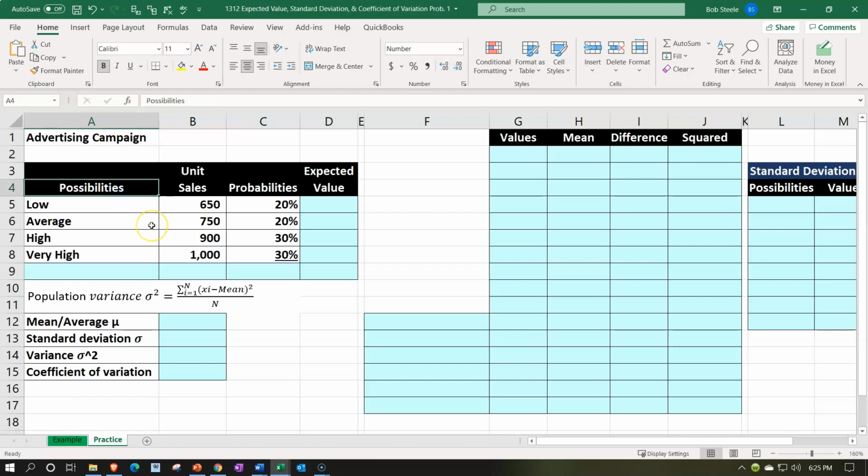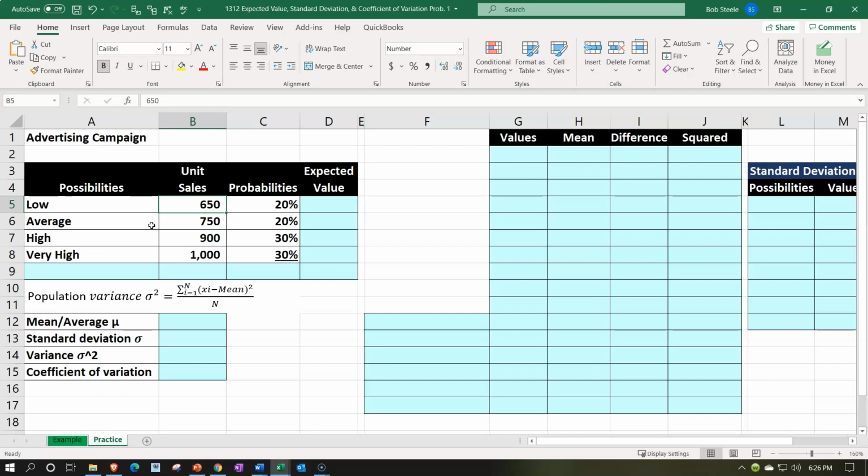So we're going to break those out into some possibilities and then assign probabilities to those possibilities. So we're going to say that we have a low outcome, average outcome, high outcome, or very high outcome. And then we're going to assign, in this case, what would happen in a quantitative measure at those different outcomes. In this case, we're talking about unit sales. So we're going to imagine we sell 650 units at the low outcome, 750 average, high 900, and then very high at the 1,000.